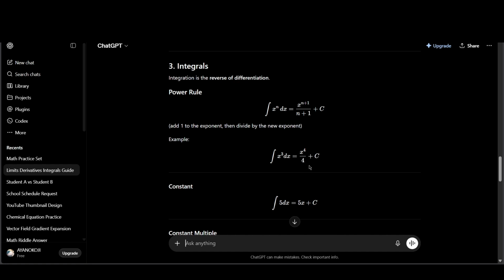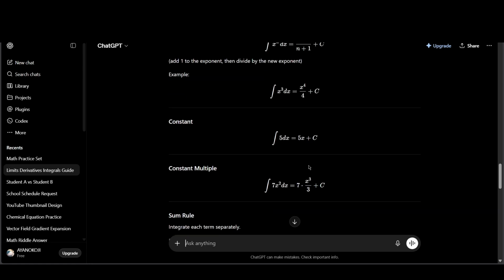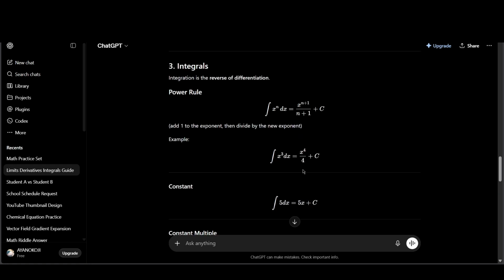Whenever you're integrating with the power rule, it's probably going to be the same as differentiation. We're just going to use the power rule, and then you multiply it by whatever the whole number is beside it. Yes, I'm correct. That's the whole premise of the constant multiple rule in integrals. So let's continue on.